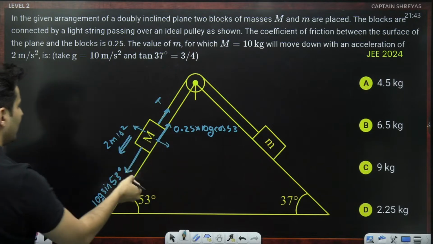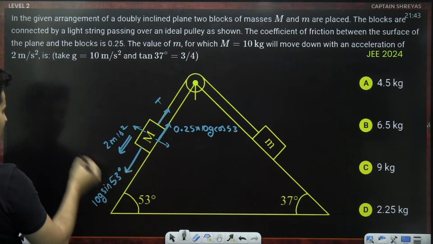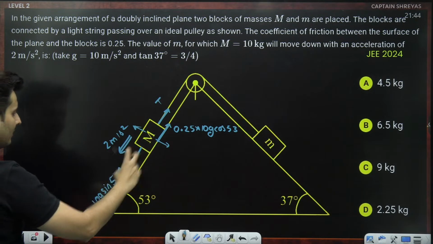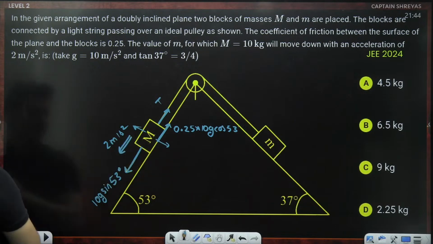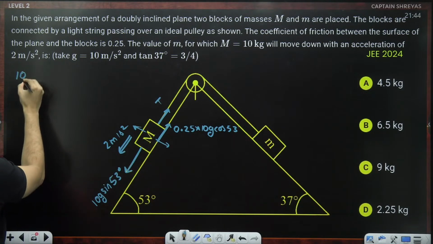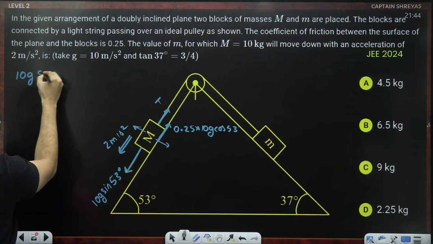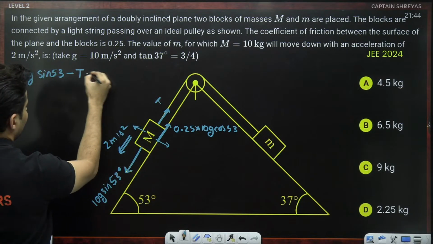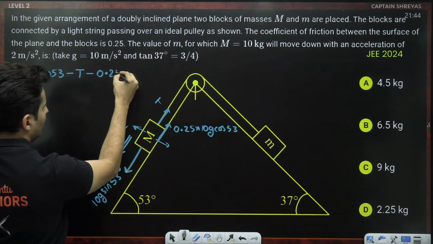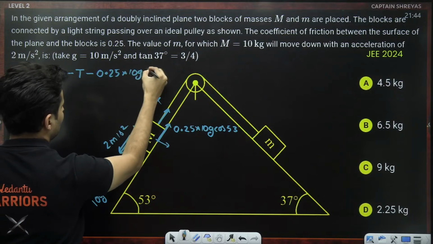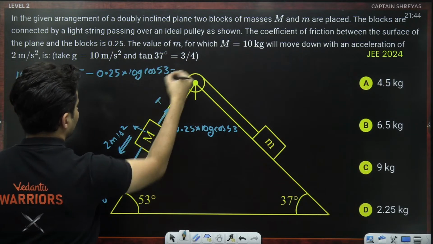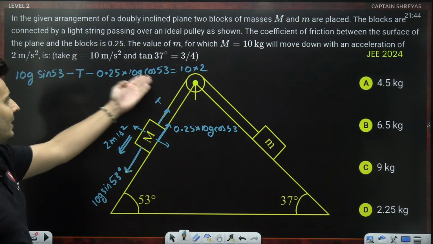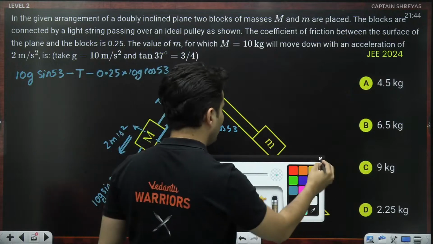So if you had to write down the equation for this, it will look something like this. This minus these two forces is mass into acceleration. Net force on the body is mass into acceleration. So net force will be the big force, 10 g sine 53, minus these two added, minus T minus 0.25 into 10 g cos 53, is equal to mass into acceleration. So 10 multiplied by 2. This is one equation.